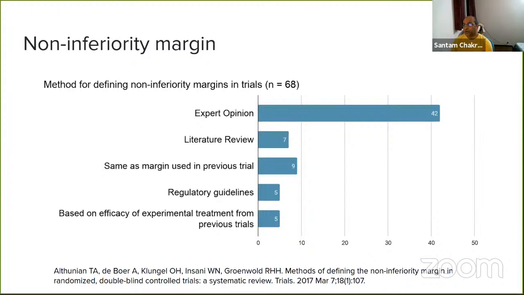Very, very few have actually used proper literature review and meta-analysis to obtain this margin. Some studies have used the same margin which is used in the previous trial, which may have been obtained from expert opinion. So effectively, even till date, there are very, very few studies which are using non-inferiority margins which are defined in a scientific manner.